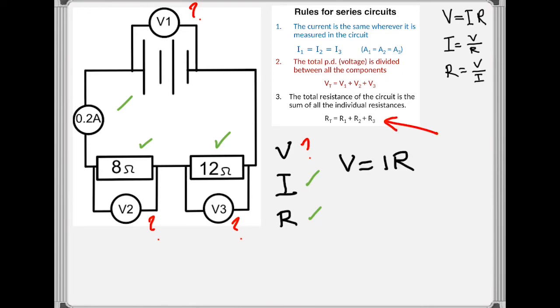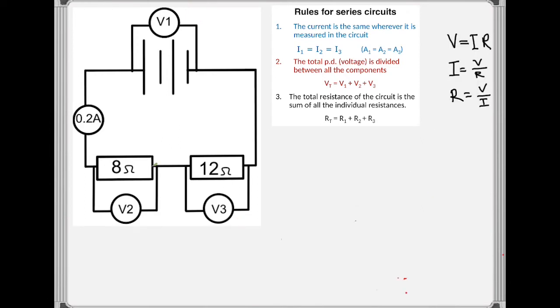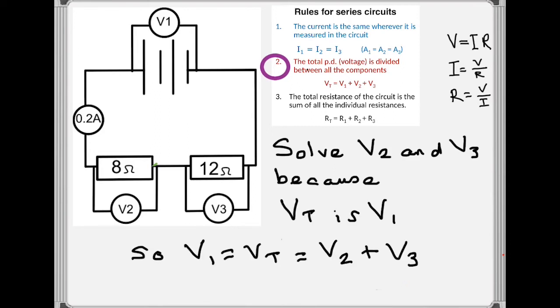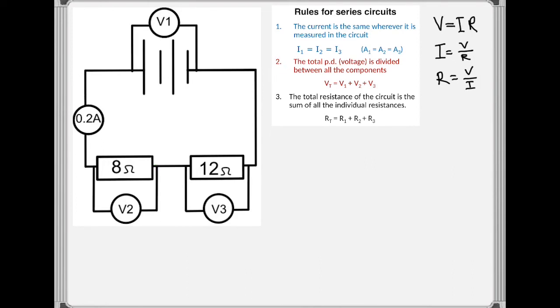First inspection says, well, I could go ahead and do that 8 plus 12 equals 20, and then I could put everything into V equals IR, and I could get a value for V. But there's a slight problem with that, because that gives me V1, but it doesn't tell me anything about V2 or V3. So I'm going to do this a different way. What I'm going to do is solve for V2 and V3, because I know that the total VT across the circuit is also the reading that's on V1. So I know that V1 equals VT. That's right, V1 equals VT. It equals V2 plus V3. So if I solve for that, I've got everything I need.